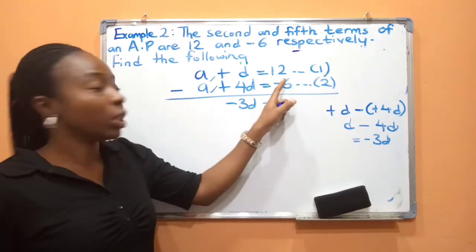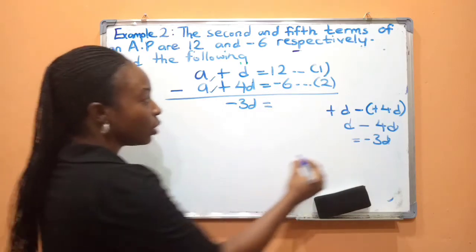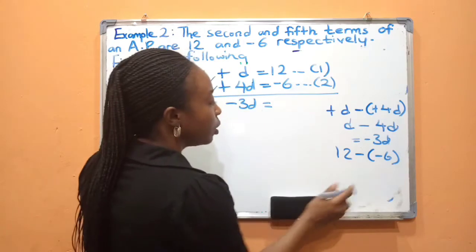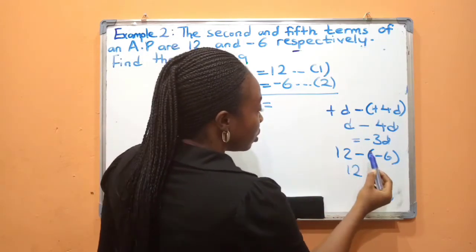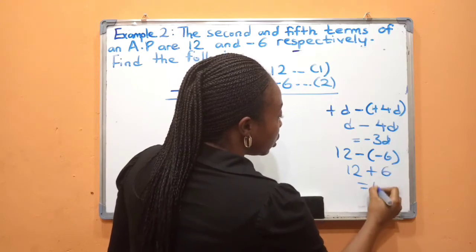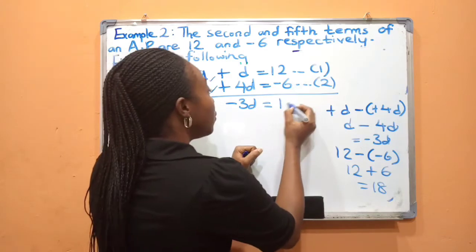So we are going to have minus 3d equals, the next thing we are going to do, let's look at this. We have 12 minus minus 6. If you say 12 minus minus 6, here's what we're going to have. We're going to have 12. Then you're going to say minus times minus gives us plus. Then we have 6. So this gives us 18. So we're going to be left with 18 here.